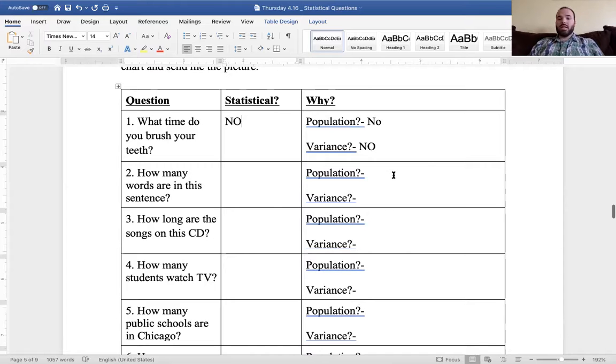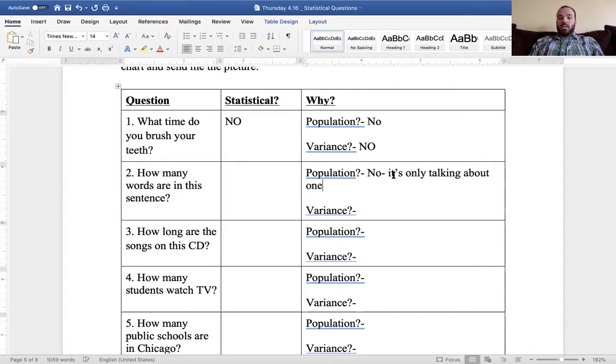How many words are in this sentence? Does it have a population? No. It's only talking about one sentence. Is there variance? No, there's only one answer. There's 1, 2, 3, 4, 5, 6, 7. That's the only answer that we could get. There is no variance there.